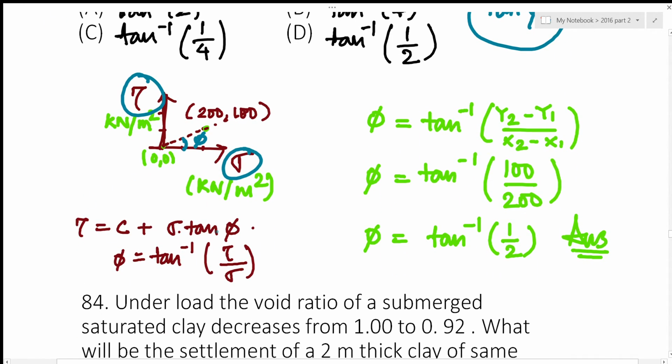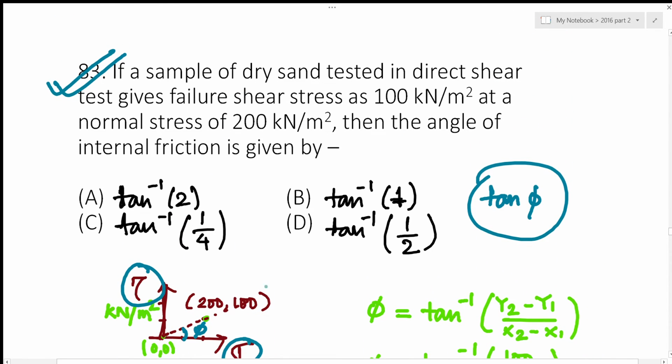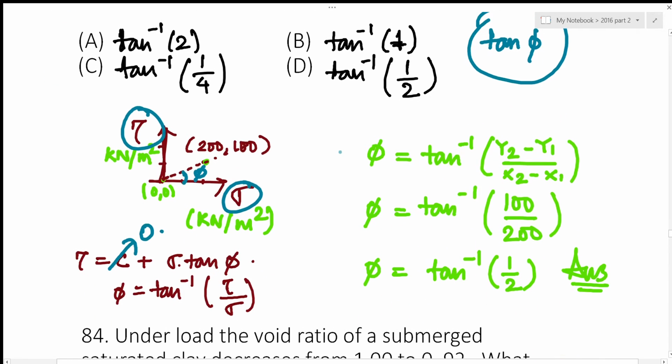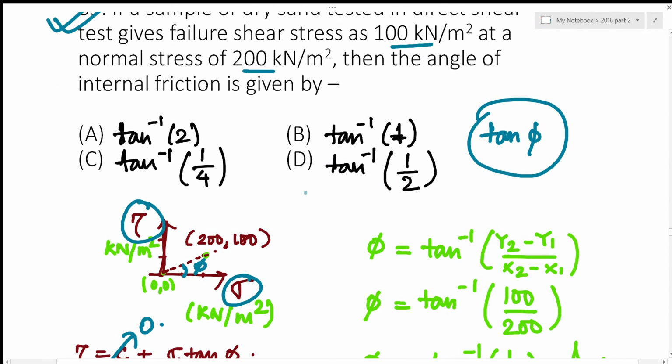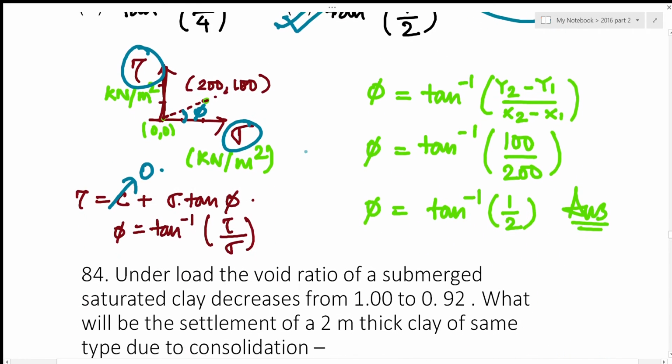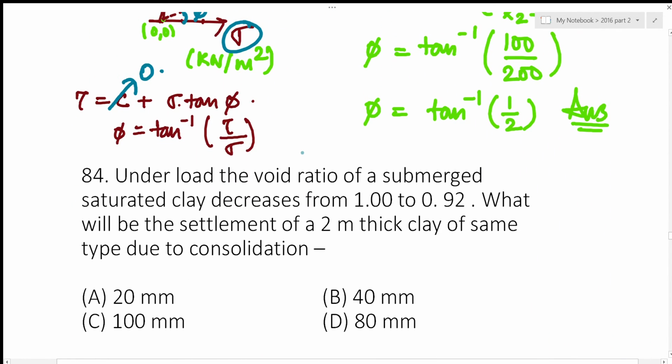Tau is equal to C plus sigma tan phi, where C is 0 in this particular case, and phi is tan inverse of tau by sigma. Tau is 100 over here in this particular question and sigma is 200. So the answer would be tan inverse of half.